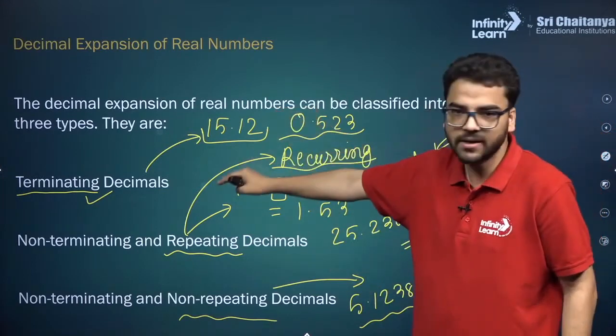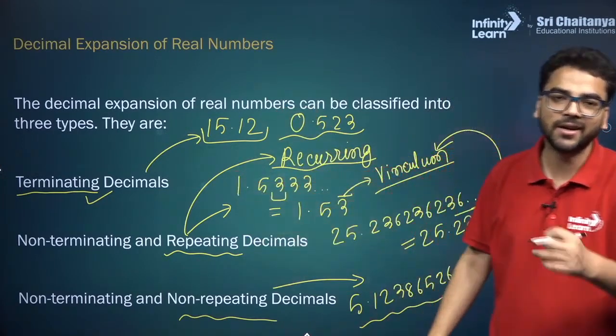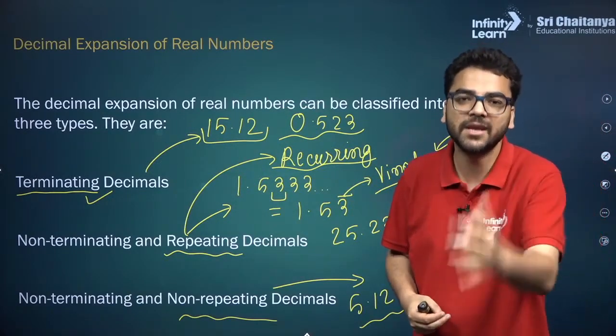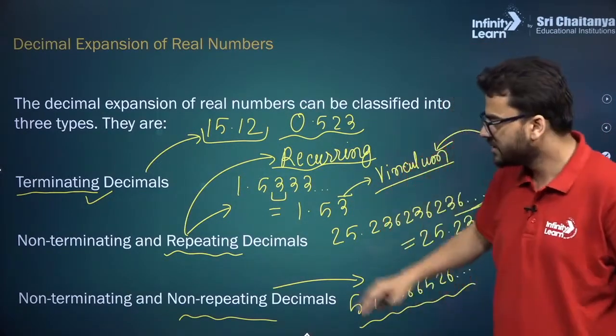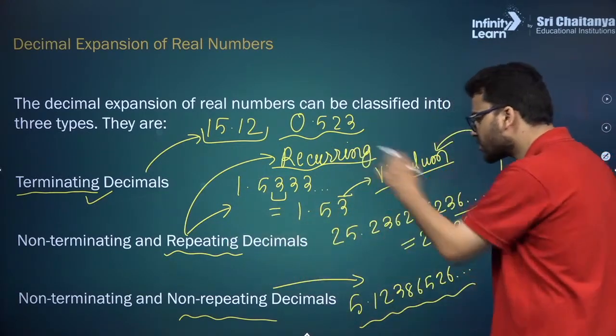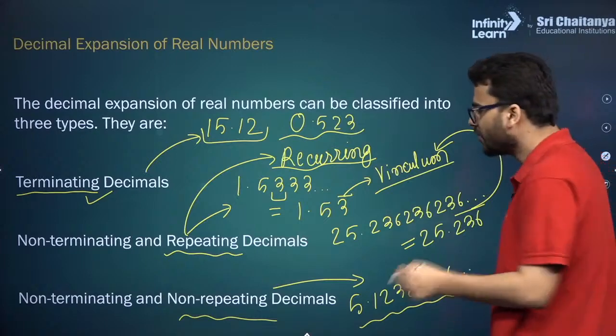First is the terminating decimal representation. The word terminating is used because it is stopping after some places of decimal. It is terminating after some places of decimal. The second is non-terminating and repeating decimal representation. It is not stopping after some places of decimal, but there is a pattern.